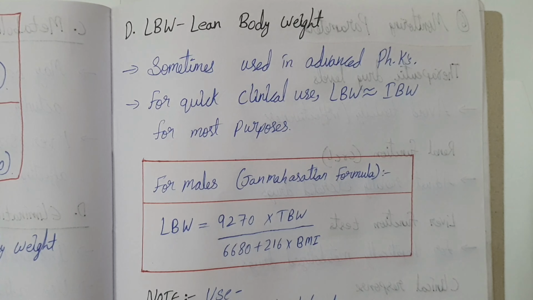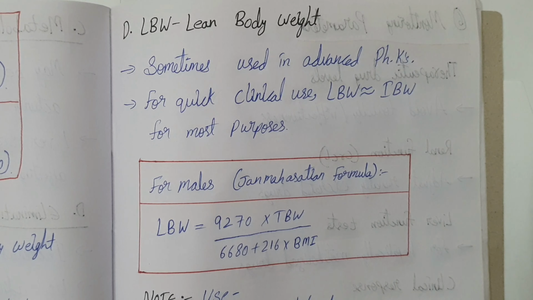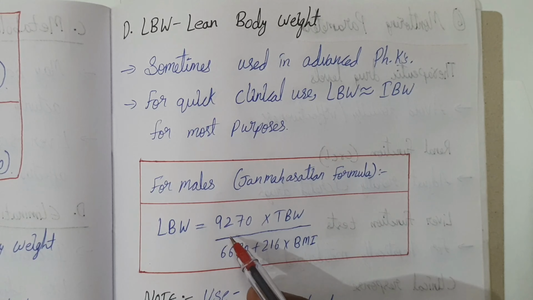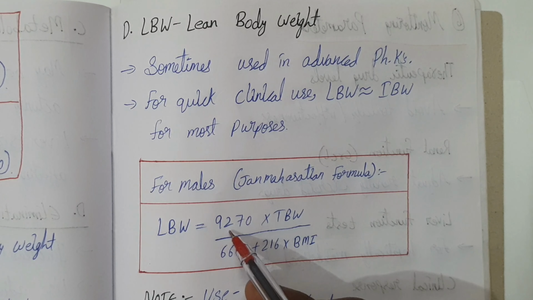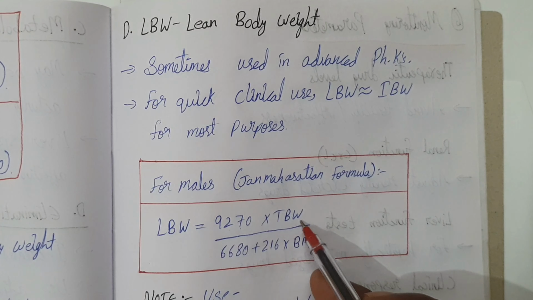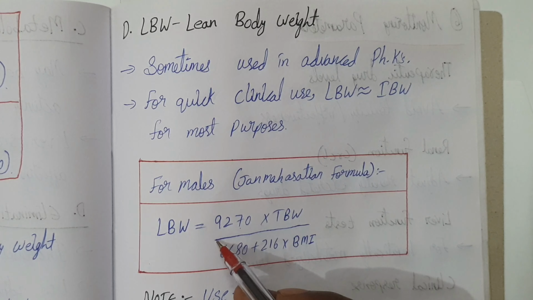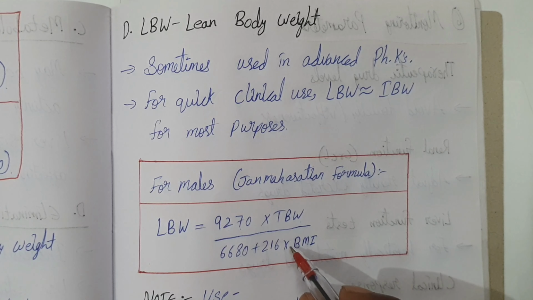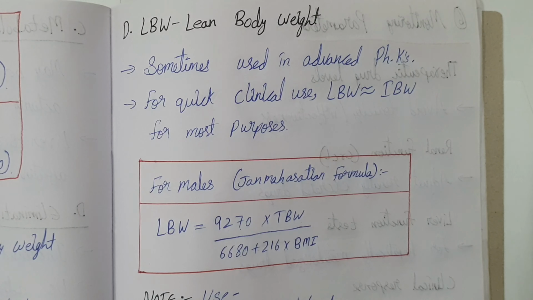Now LBW means lean body weight. It is more complex and is often calculated using a formula, but it is helpful for quick clinical use. Its formula is LBW equals 9270 multiplied by TBW, total body weight, divided by 6680 plus 216 multiplied by BMI.